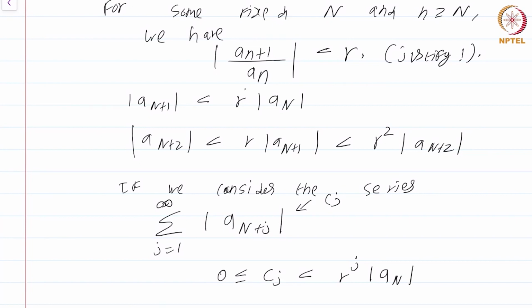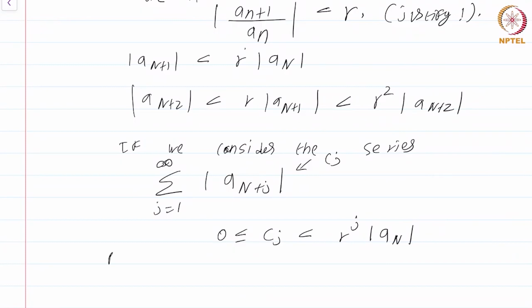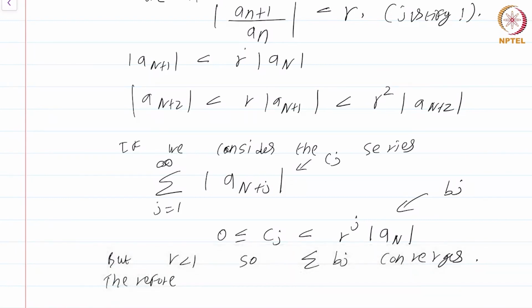As you can imagine, we are now going to use the fact that the geometric series converges. Fine. So, how does this help? But r is less than 1. Call this bj. R is less than 1, so summation bj converges. Therefore, summation cj converges. This follows immediately from the comparison test.